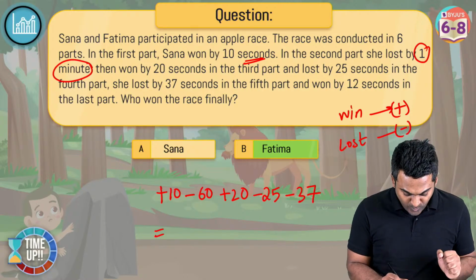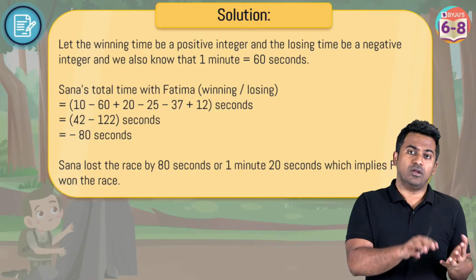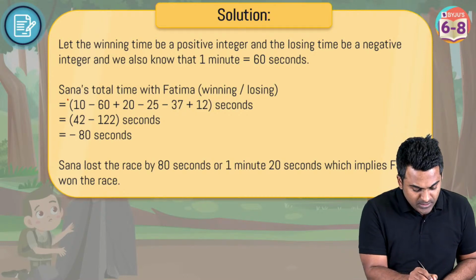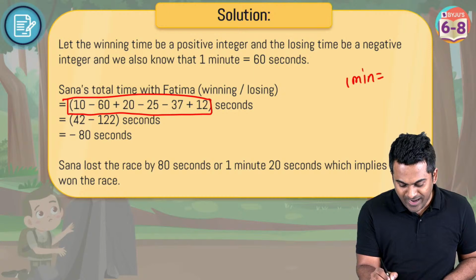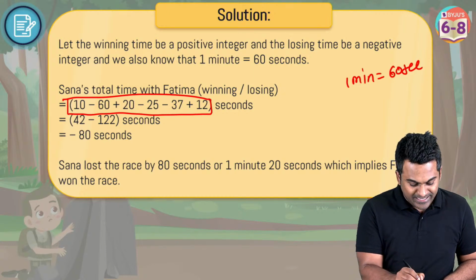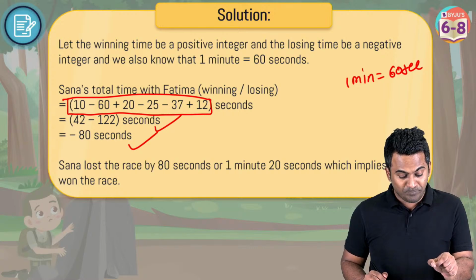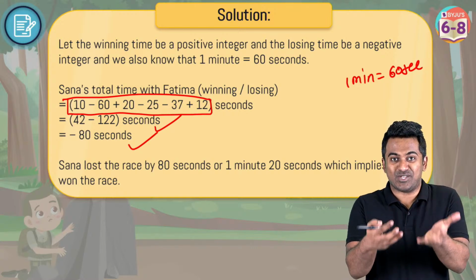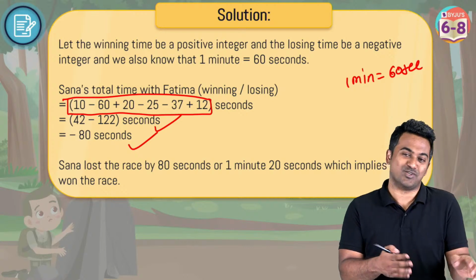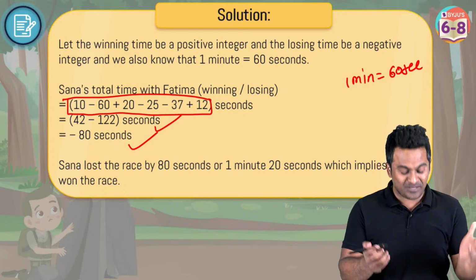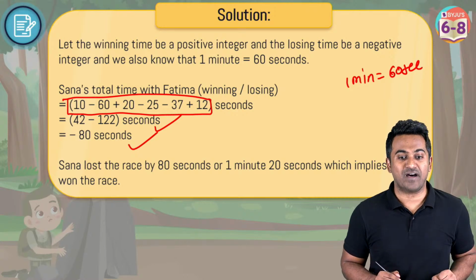So all you have to do is figure this addition out and you will get the correct answer. Okay. So once you figure out this, as I said, winning, positive, lost, negative, just substitute it here. You just got to worry about that 1 minute, you have to write 60 seconds in the place of that. And once you figure out the calculation, the answer is going to be minus 80 seconds. So minus, we know she has lost, right? So Sana has lost the race, which means who has won the race? It's obvious that the other party should have won. So Fatima has won the race here. So that's the reason why the correct answer to this is Fatima.